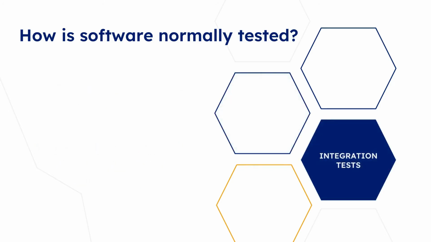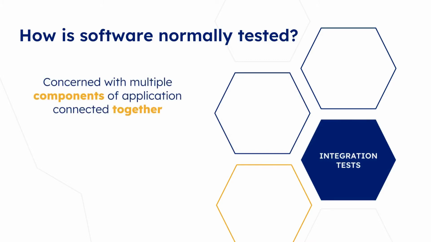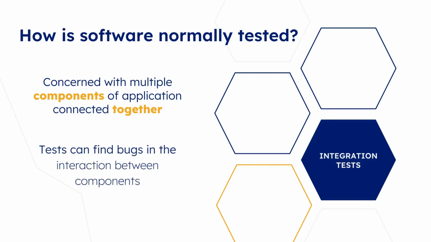Another example are integration tests. In this approach, different parts of an application are tested together as a whole. These tests can find bugs in the interaction between components in a way that unit tests are not designed to. Remote systems, however, are often mocked.